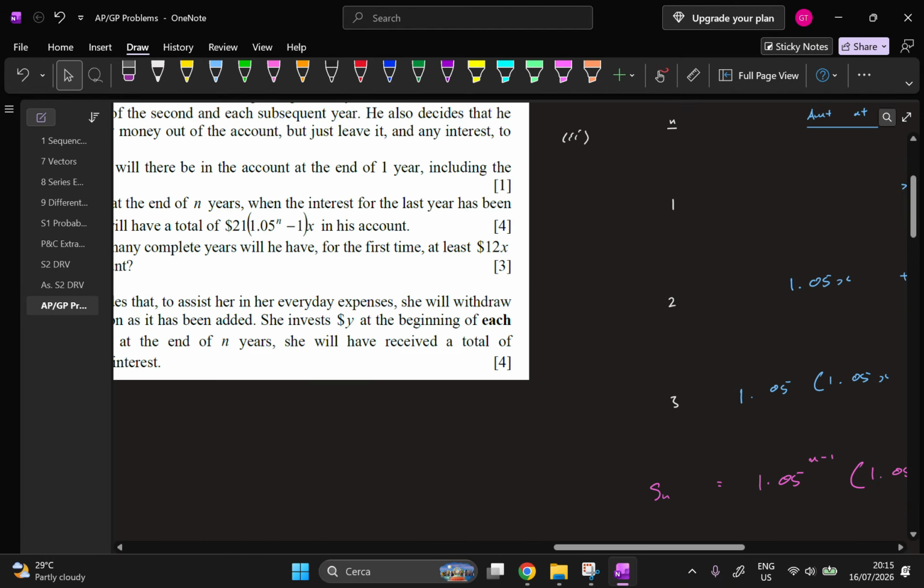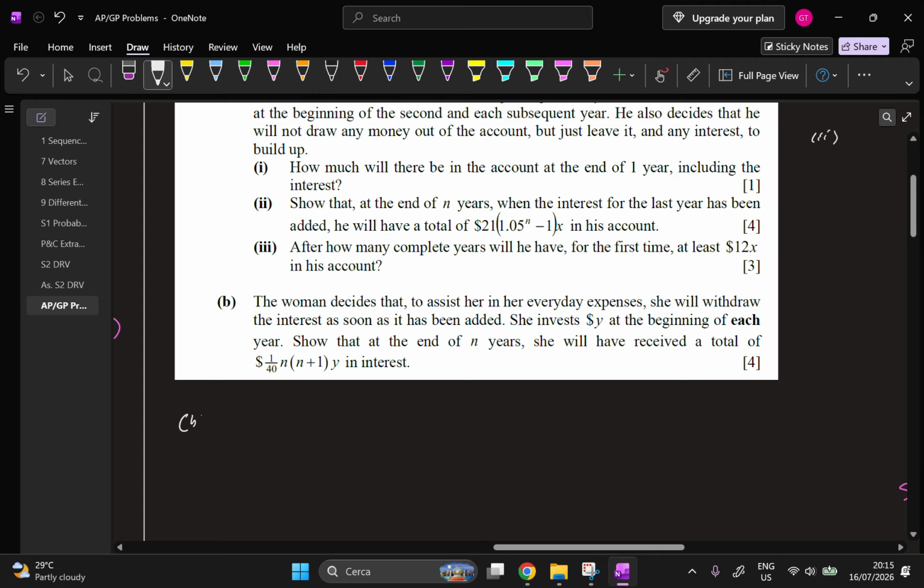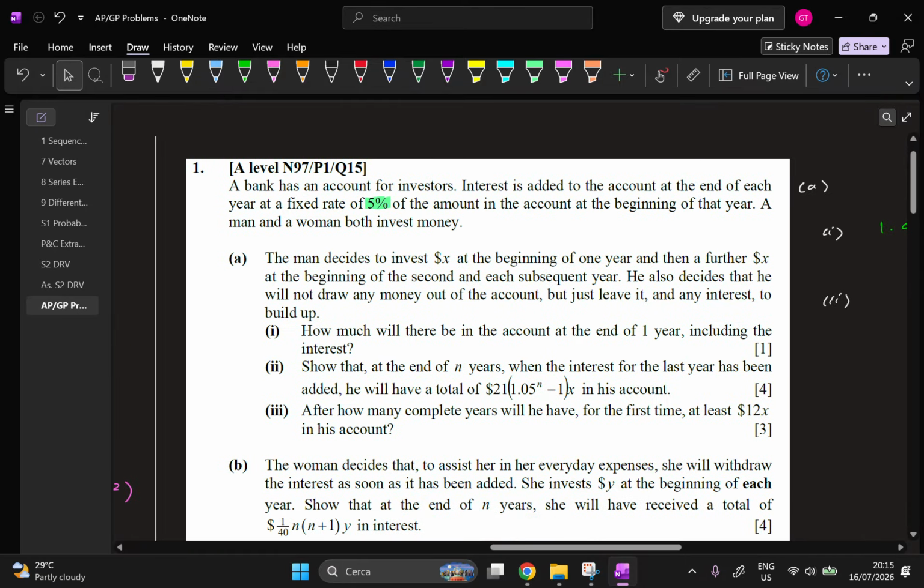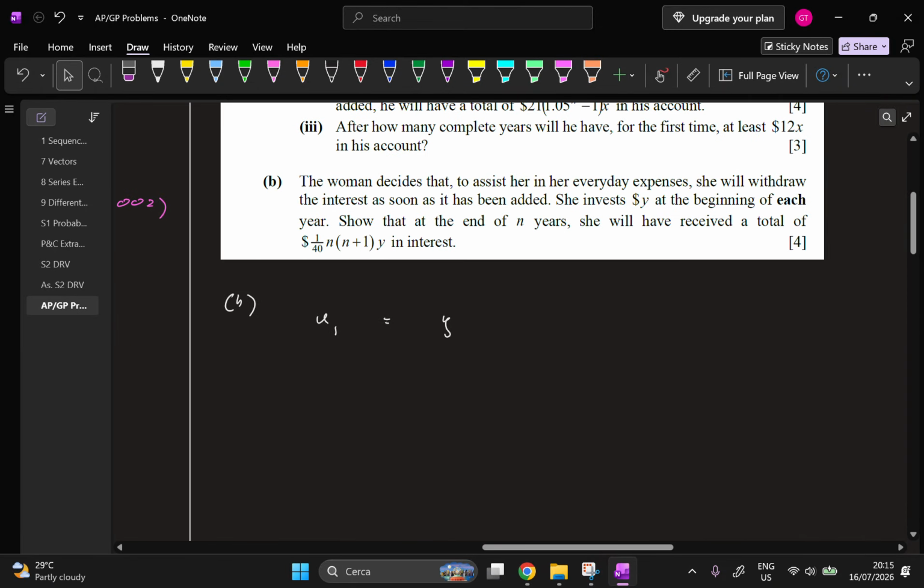Next, part B, the woman decides that to assist her in her everyday expenses, she will withdraw the interest as soon as it has been added. Okay, let this be a progression, right? Let's say I have U1, U2, U3. So at the beginning of the year, I have Y. They're on the same plan, the account will add 5%. So let U1 be the amount at the end of the year. So U1 is 1.05y.